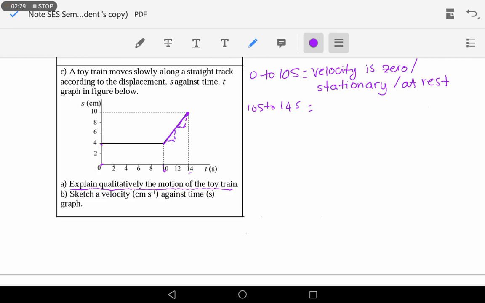Why is the velocity here constant? Because the gradient here would be equal to velocity. Since this is an s-t graph, the gradient of this graph would be the velocity, and the gradient we can see is always the same. It's the same because it's a straight line graph. So we can also say that the velocity is constant. It's moving with constant velocity. Or in other words, we can also say that there is zero acceleration.